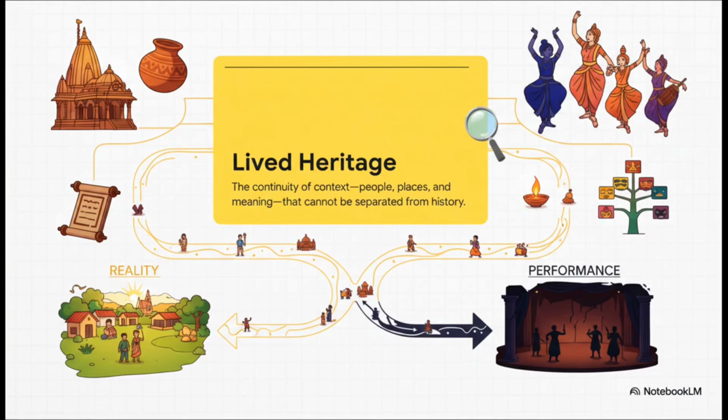So what is it? Lived heritage is when the tangible things, like buildings or art, and the intangible things, like rituals or skills, are all connected through an unbroken system of people and places. It all hinges on that continuity of context. When that context is there, heritage is real. When you break that context, it just becomes a performance.